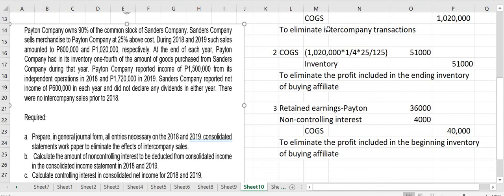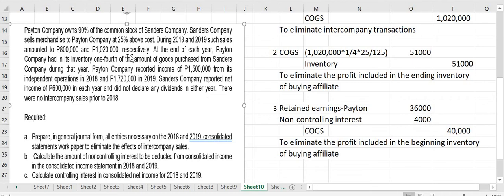Okay, so to eliminate the profit included in the beginning inventory of the buying affiliate, it's actually a debit to retained earnings and non-controlling interest. So, yung 40,000 split natin based on control percentage. So actually, 40,000 times 90%, yun yung share ni parent. Tsaka yung share ni subsidiary is actually 10%. So, 40,000 times 10%, we have 4,000.